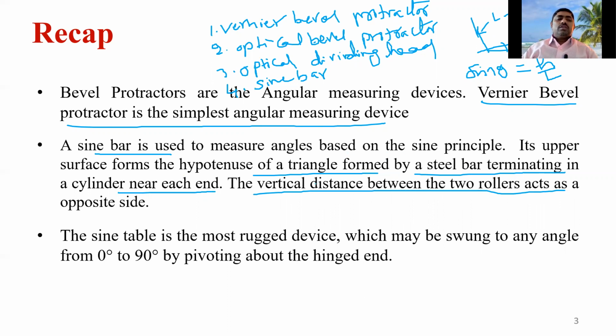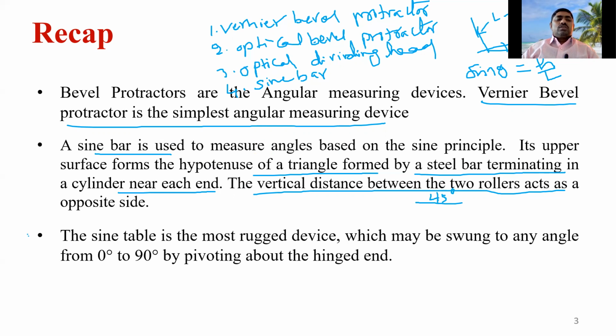And also we have seen the sine centers. Sine centers can be used when the conical workpieces cannot be held on the sine bar conveniently. The sine centers can be used to measure the angle up to 60 degree, whereas the sine bars can be used to measure the angle up to 45 degree only. So beyond 45 degree we cannot use it.